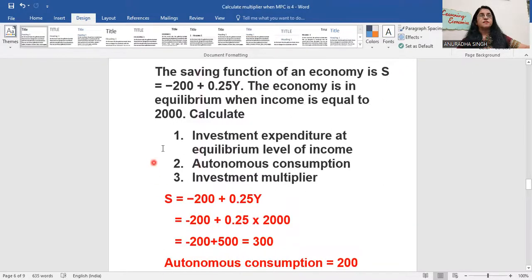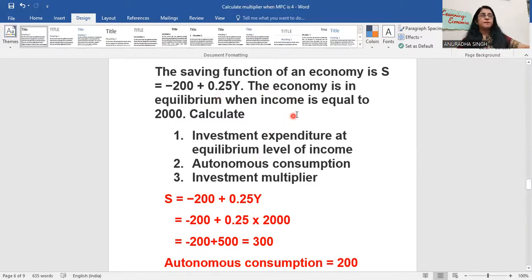It depends. The saving function of an economy is given again: minus 200 plus 0.25y. So 200 is autonomous consumption. You already know it has been taken as negative in there. And 0.25 is MPS, because in the saving function we take MPS and in the consumption function we take MPC. This you have to remember.